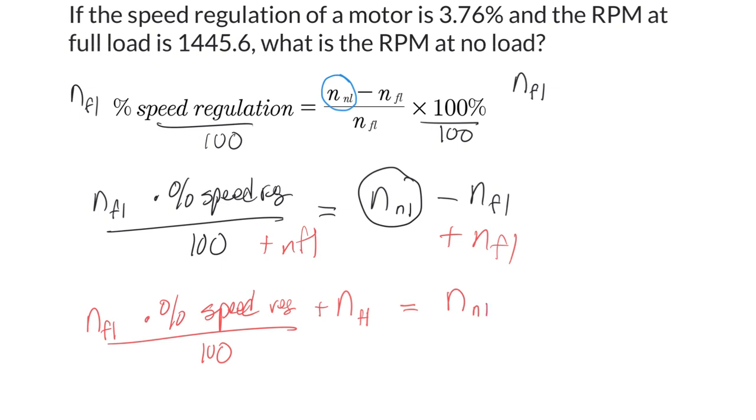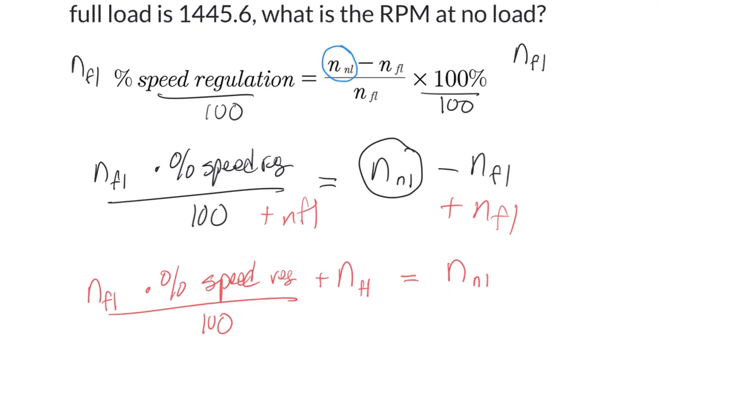Now I can plug the numbers in. Speed regulation 3.76. So I have 3.76 here. And the N at full load is 1445.6 divided by 100 plus NFL. Oh, that's the one I just had.